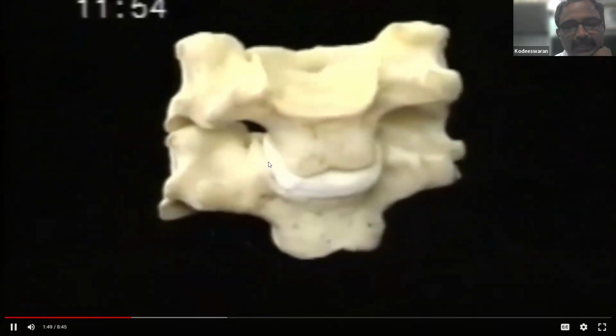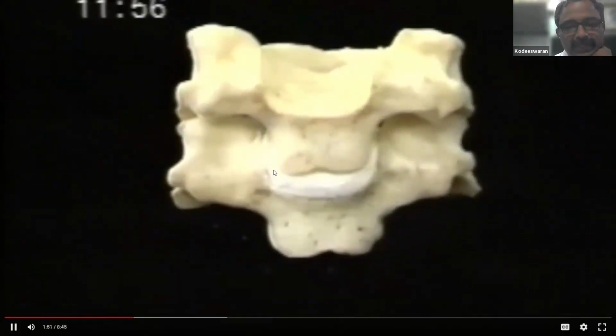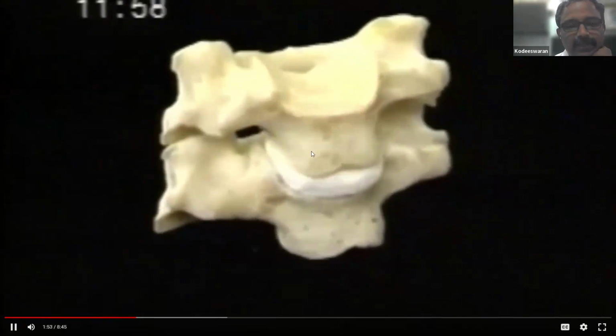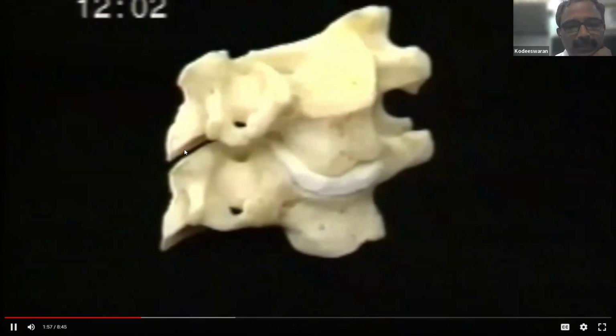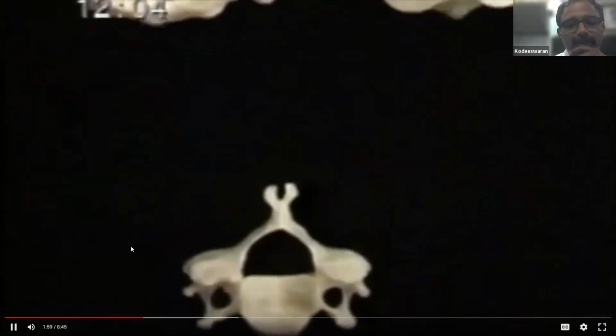Now you can see it is connected with the intervertebral disc. This is the cervical vertebral body. This is the facet joint between the upper and lower vertebra.